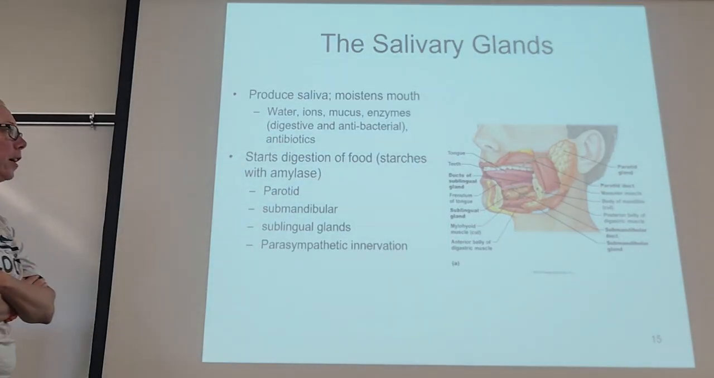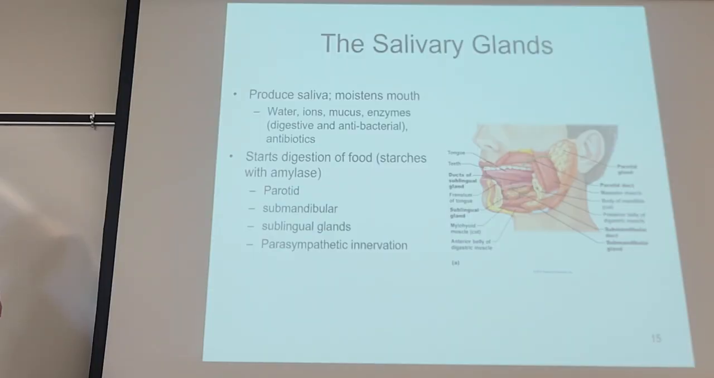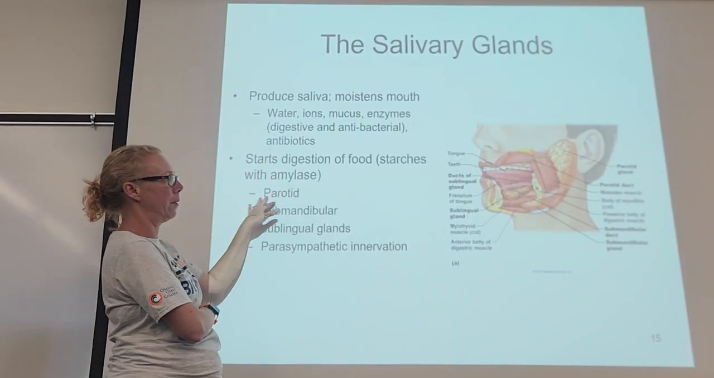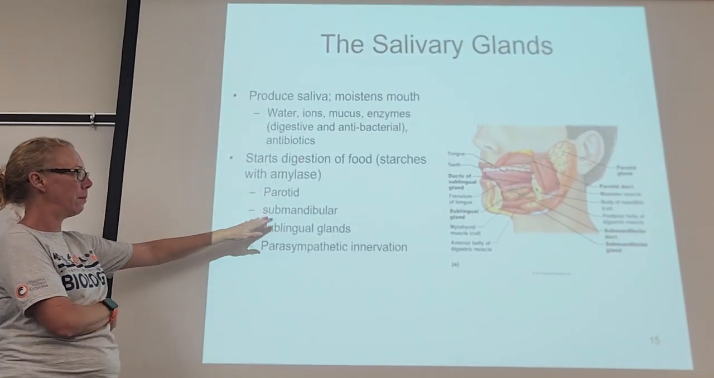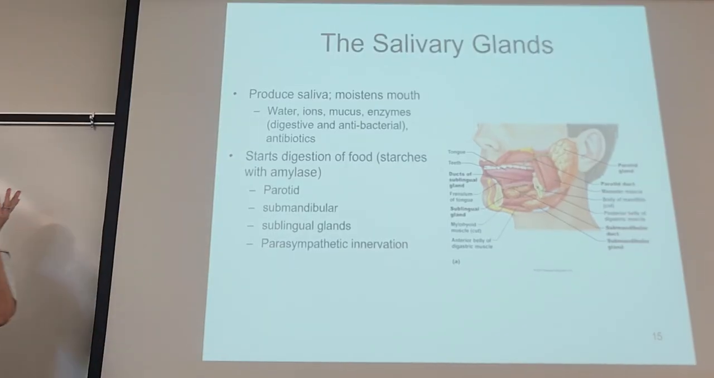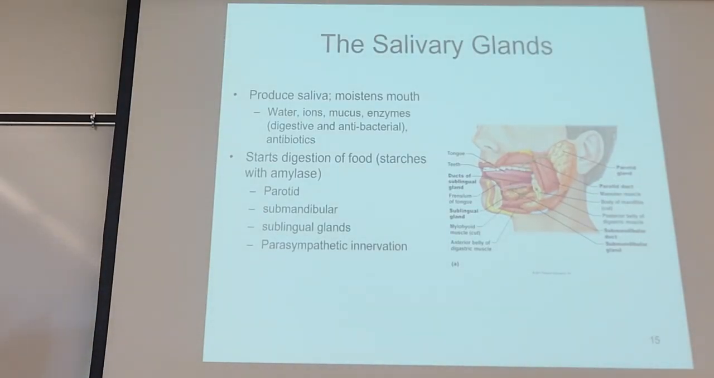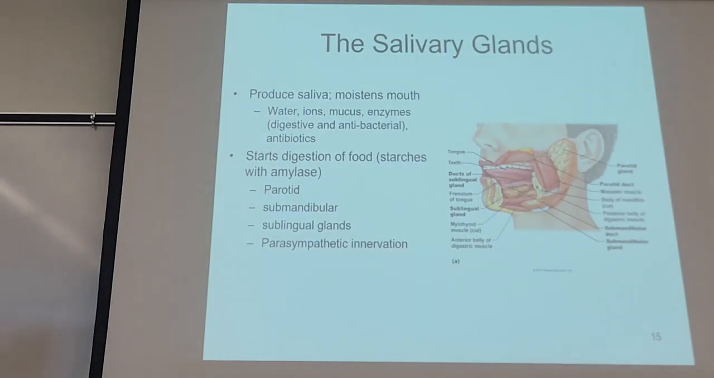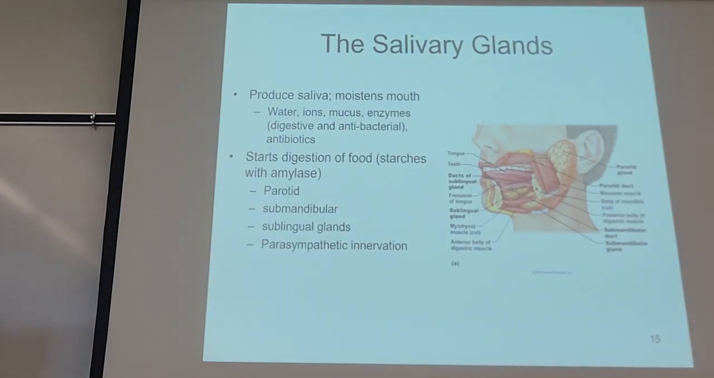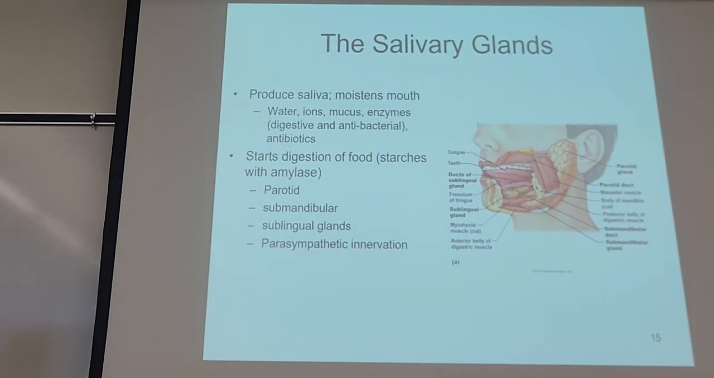Okay, the salivary glands. We've identified these. We've got the big one, parotid, which is right on top of the masseter on either side. And then we have submandibular and sublingual. Again, this is all parasympathetic. We're resting and digesting. So salivary glands are going to produce saliva. And saliva is mainly water, but there's also enzymes. There's some mucus, there's some antibiotic, antibacterial items that are in your saliva, which is good because, again, it coats the mouth, which is open to the outside environment.